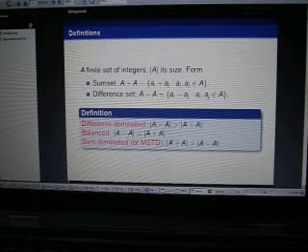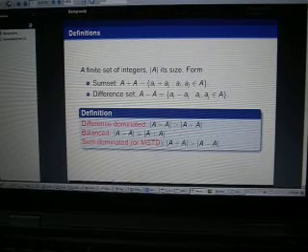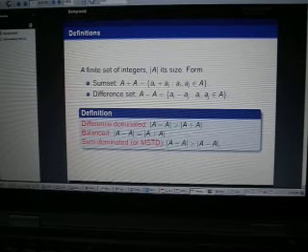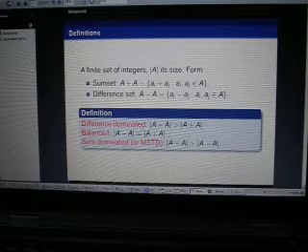Let A be a finite set of integers and denote by |A| its size. There are two natural sets we can form. The first is the sum set, or the set of all sums of elements in A, and the next is the difference set, the set of all differences of elements in A.